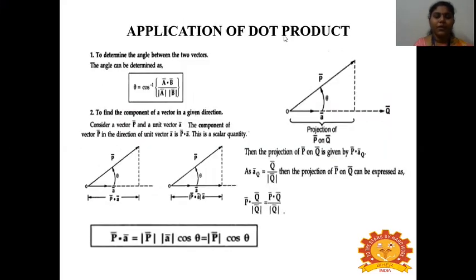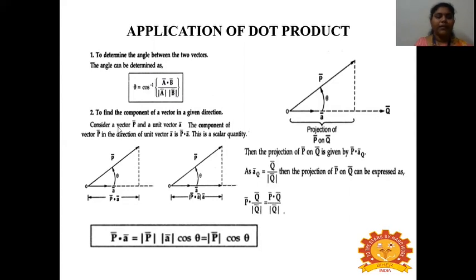Next, applications of the dot product. There are three applications. First, it is useful to determine the angle between two vectors. The formula to find the angle between two vectors is theta equal to cos inverse of A vector dot B vector divided by modulus of A vector into modulus of B vector.